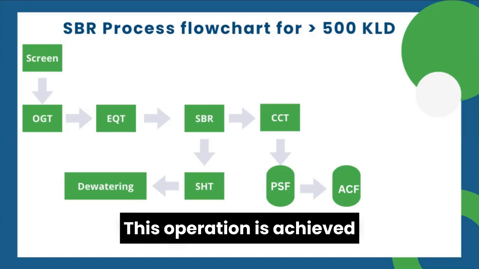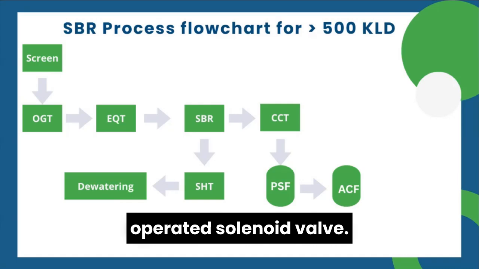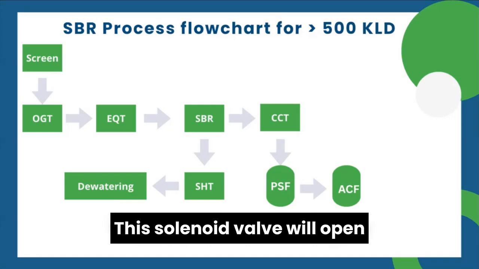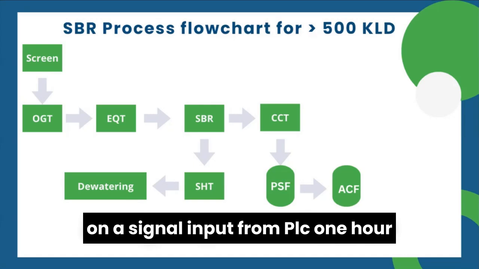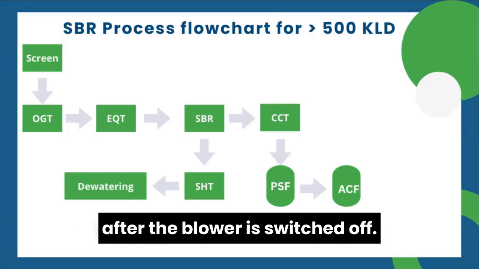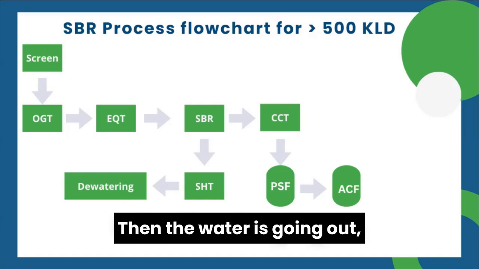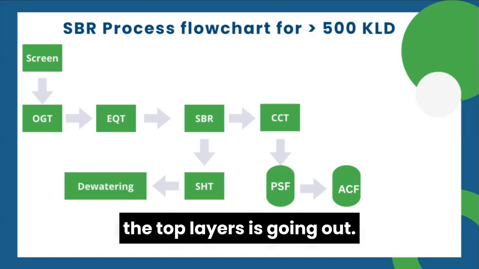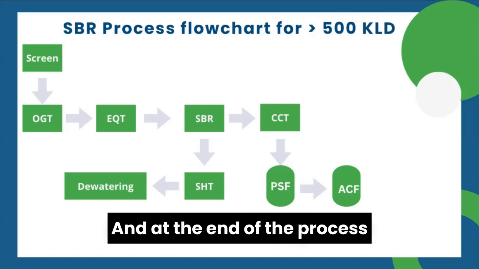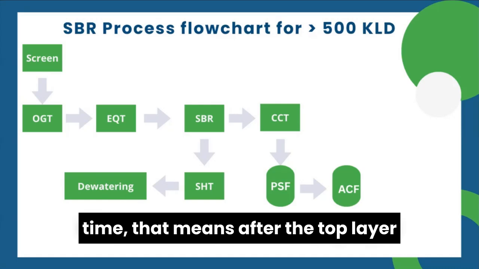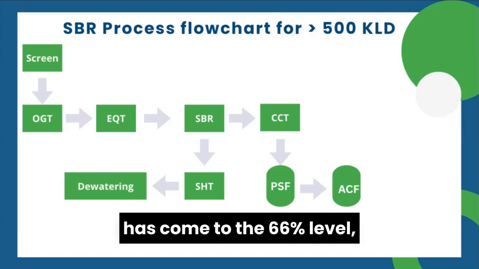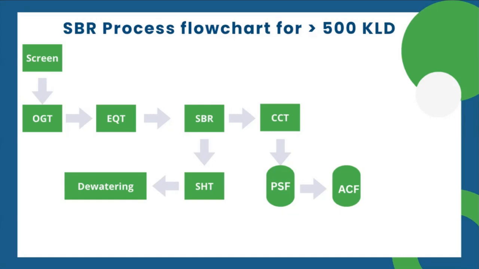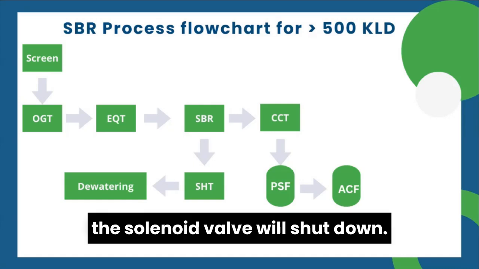This operation is achieved by using a floating decanter connected to an electrically operated solenoid valve. The solenoid valve will open on a signal input from the PLC 1 hour after the blower is switched off. Then the water is going out. The clear water from the top layers is going out. And at the end of the process time, that means after the top layer has come to the 66% level, the solenoid valve will shut down.